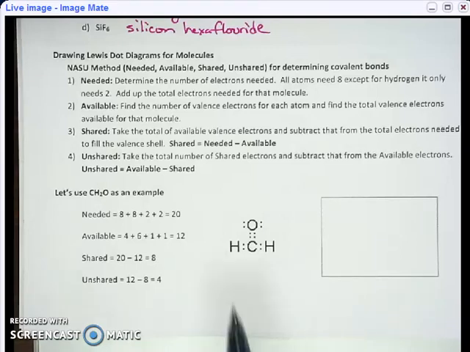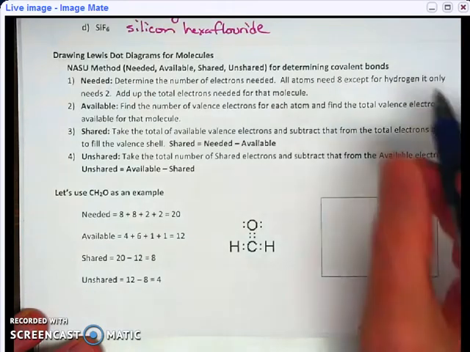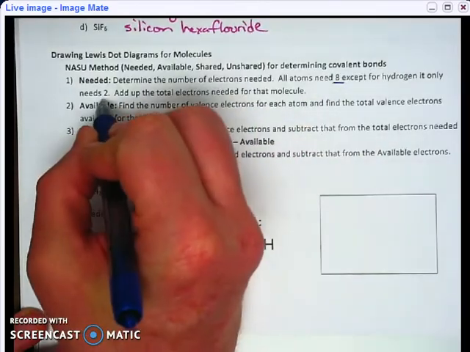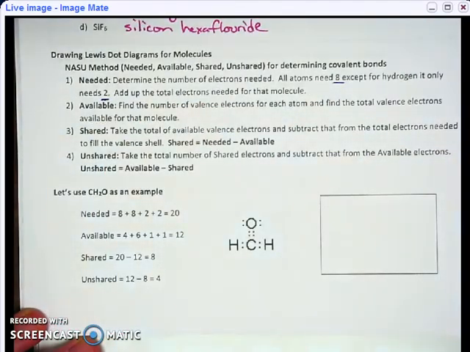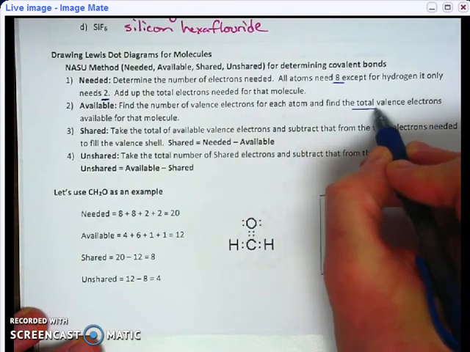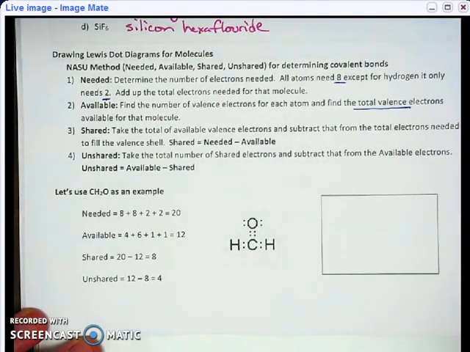Okay, yesterday we went over this briefly. NASU, right? The N stands for needed. Everybody needs 8, except for hydrogen. It only needs how many? 2. So it's either going to be 8 or 2 that we're going to put inside in that column there or in that row. Available deals with the total number of valence electrons.